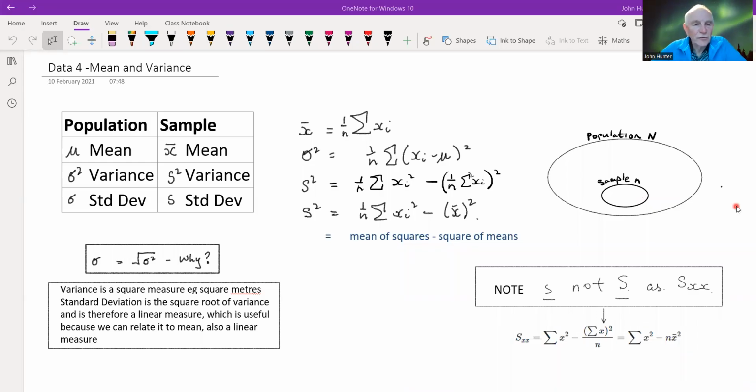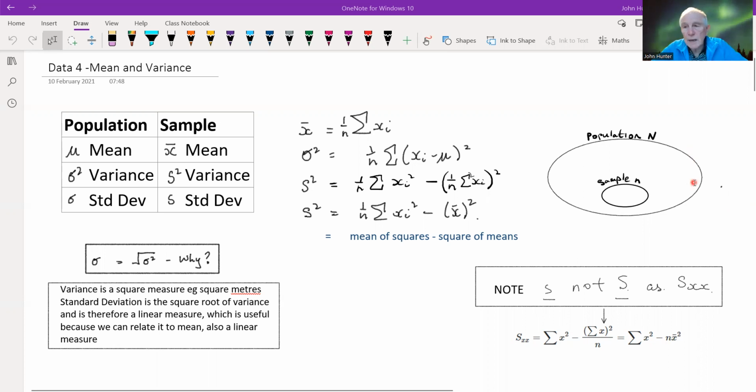Hi, this is the fourth video in the data section. This is about mean and variance. In the previous video, we talked about other measures of central tendency and dispersion, basically the median and either the range or the interquartile range, which is useful in certain circumstances. In other circumstances, we're interested in the mean and the variance. And that's what this is about.